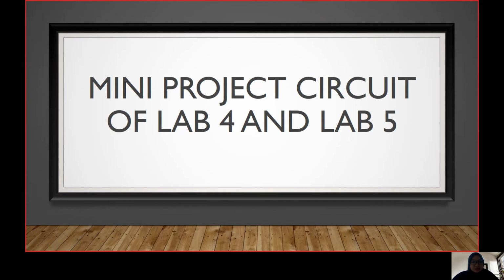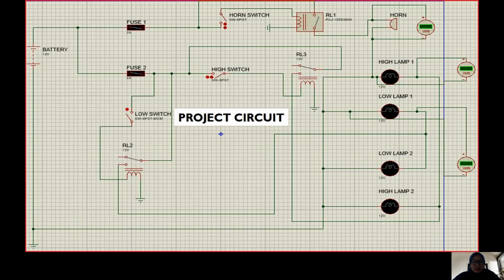Today I will present the mini project circuit, which is the combination of lab 4 and lab 5. This is the circuit that we have drawn in Proteus. We have included the voltmeter to read and measure the value of voltage for the horn, high lamp and also low lamp.